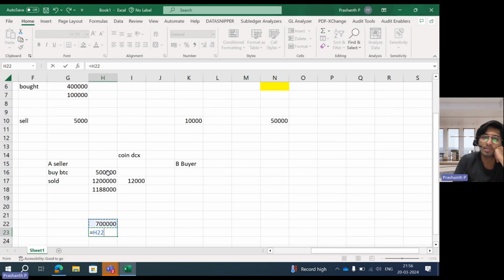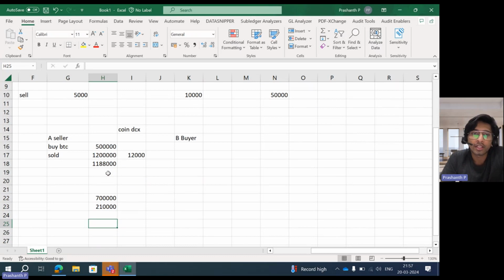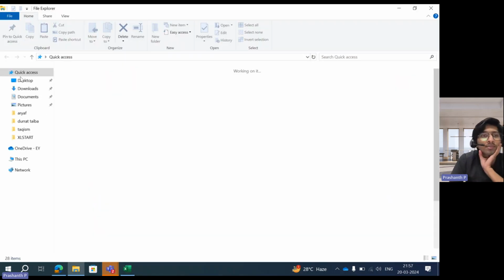What is 30% of 7 lakh? 7 lakh into 0.3. Mr. A has to pay total tax of 2 lakh 10,000 rupees, right? But if you see in the 26AS of Mr. A, there will be TDS deducted and it will be showing 12,000 rupees. I'll show you a format of 26AS, how it comes in practical life.